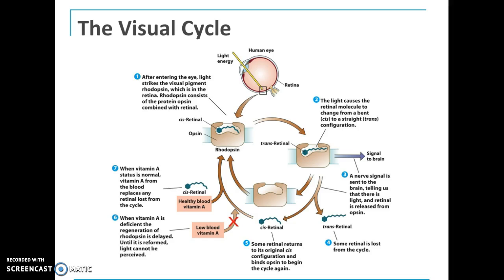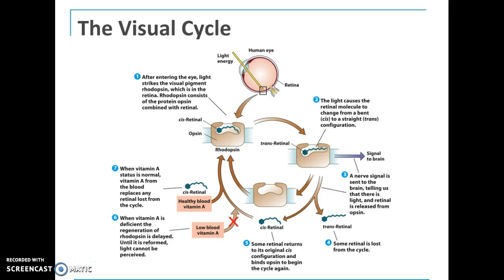So this is showing the visual cycle here. First, after entering the eye, light strikes the visual pigment rhodopsin, which is in the retina. Then the light causes the retinal molecule to change from a bent or cis form to a straight or trans configuration. Remember those two terms, cis, same side, trans, opposite sides, in organic chemistry, as we talked about with fats as well.